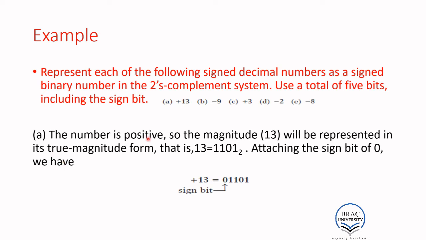So the number is positive. The magnitude is 13 and it will be represented in true magnitude form. So 13 in true magnitude is 1101, and this is the binary equivalent, true magnitude form. And this is actually 4 bits: 1, 2, 3, 4. If we add 0, this is the sign bit due to positive. So this is the representation for plus 13 using the 2's complement system.